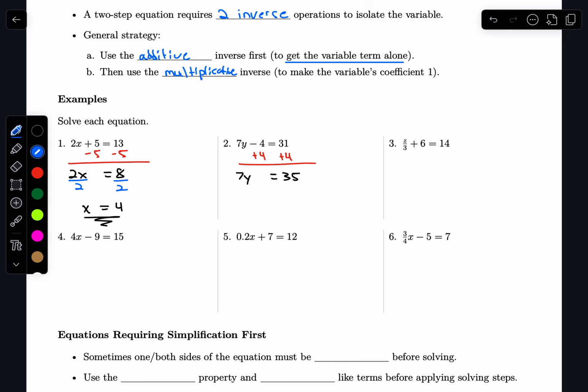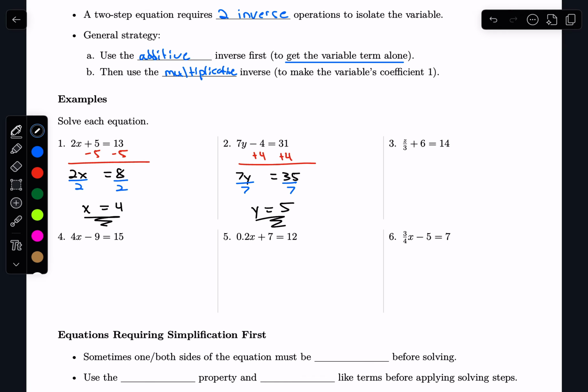All right, then we have 7y equals 35. We're going to do the multiplicative inverse. We can either multiply by 1/7 or divide by 7. Those are the same thing. And it's going to leave us with y equals 5 as our solution. Or again, you can plug that one back in. 7 times 5 is 35, minus 4 gives us that 31 on the other side.